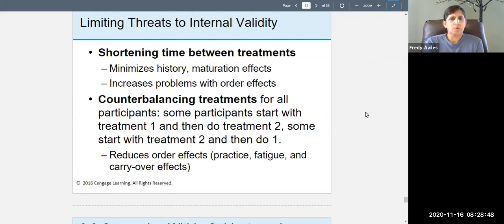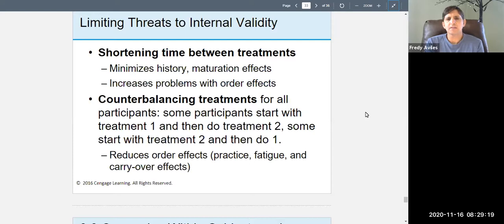Okay, because you want the treatments to be different, right? But if the effect of one is left over and carries into the other, and that can happen when you minimize the time between treatments, well, then you can mess up the experiment. There's also a way to deal with these threats to internal validity, another one called counterbalancing. Counterbalancing is basically when you balance the order in which participants go through the treatments.